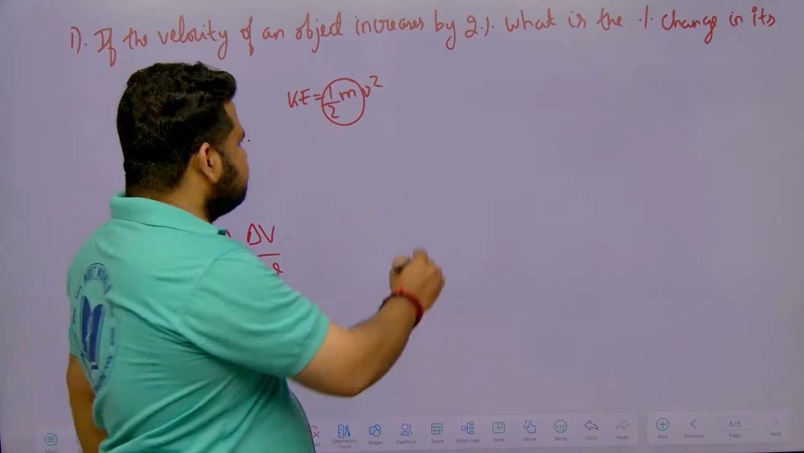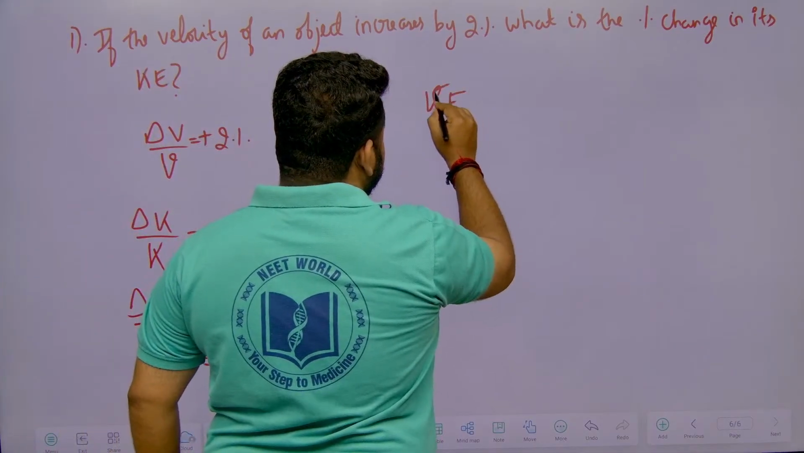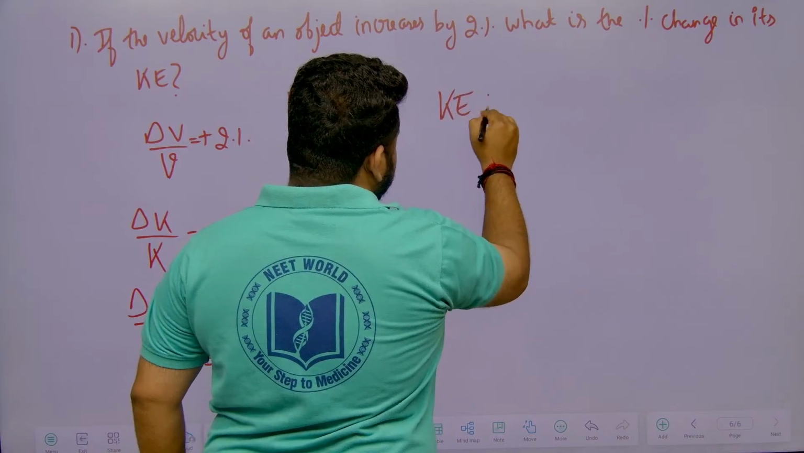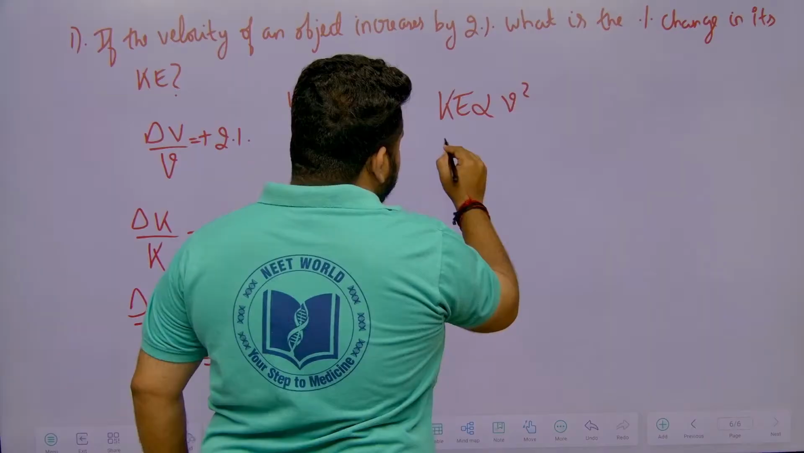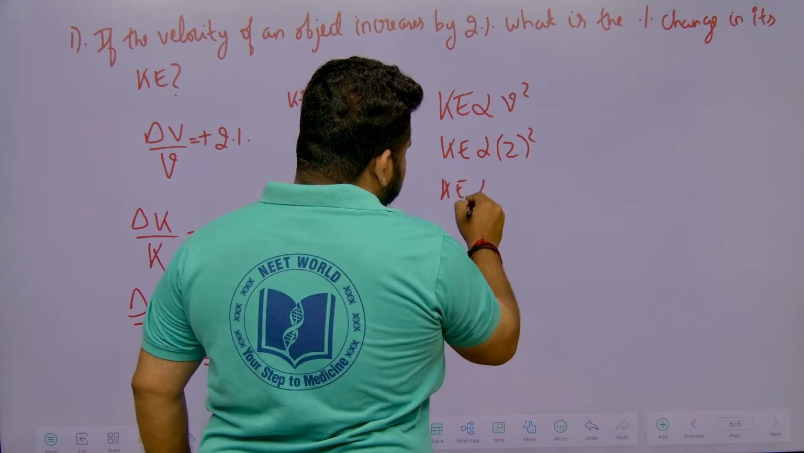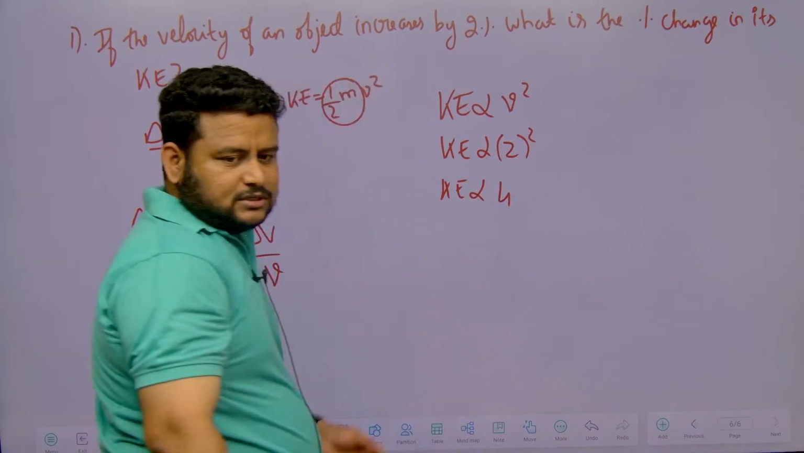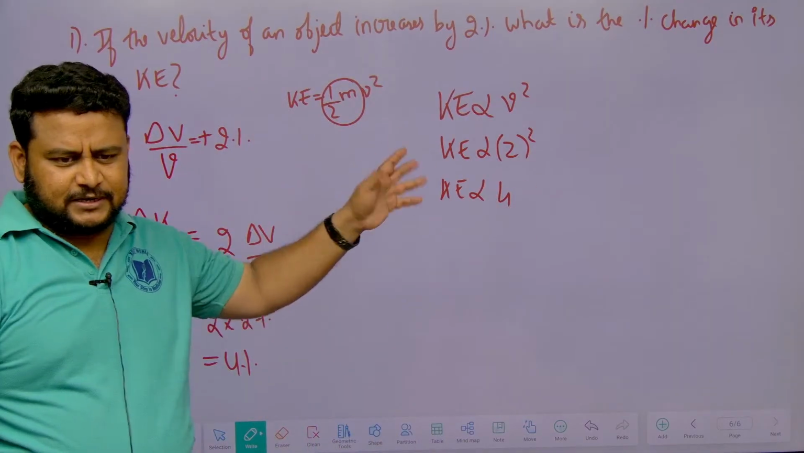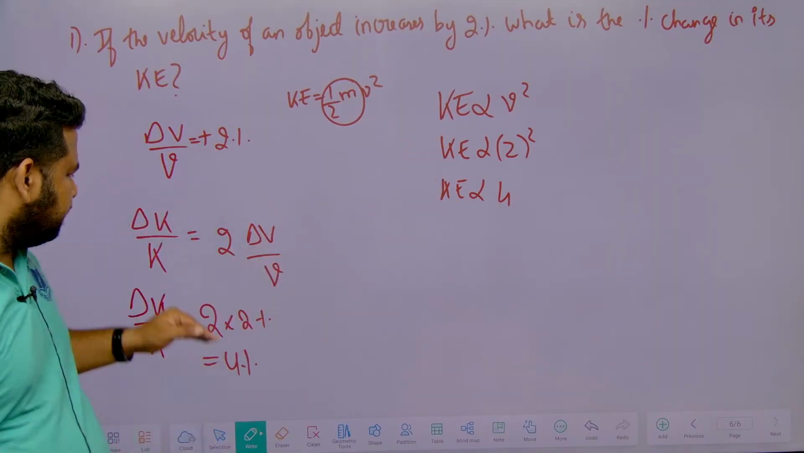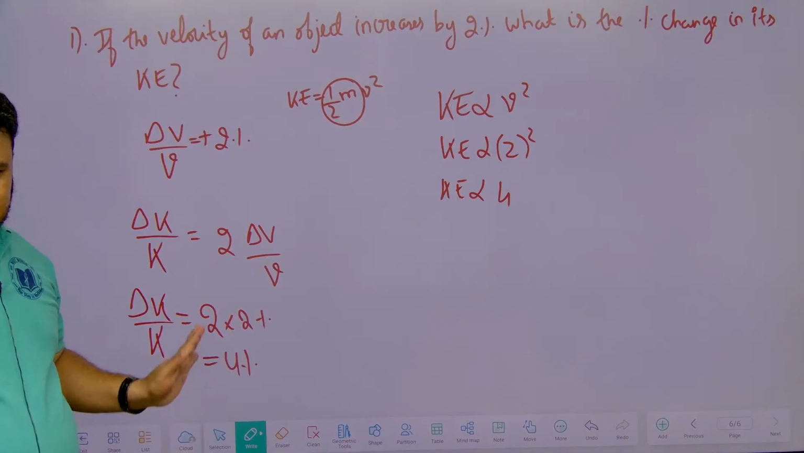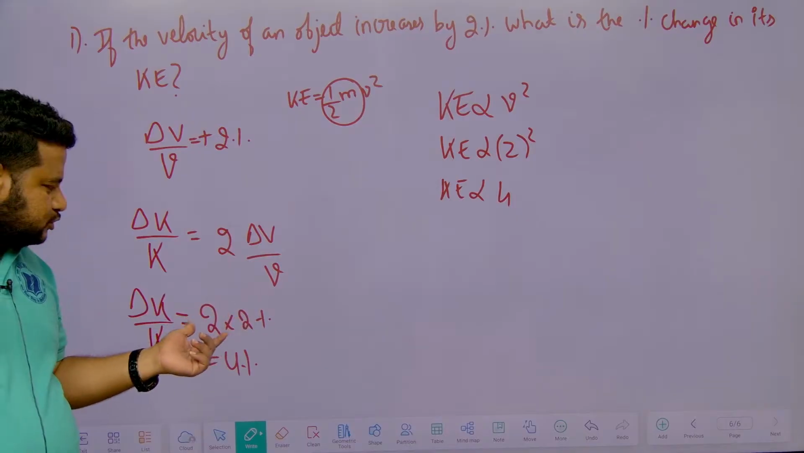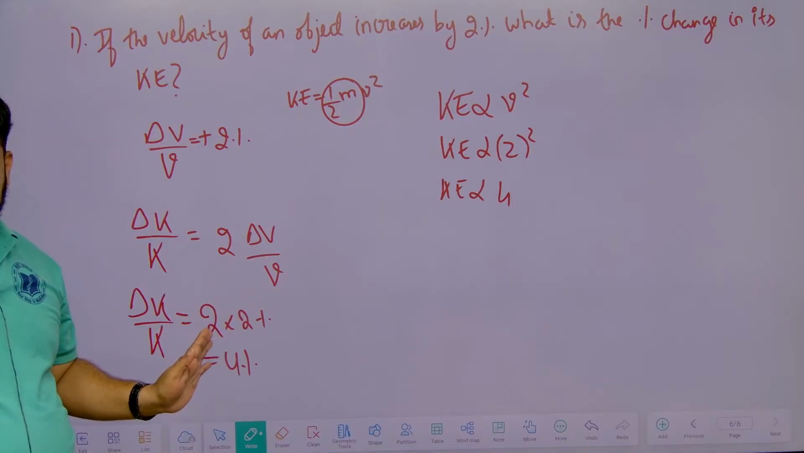See, this is not the binomial expansion method, I am telling the direct method. Kinetic energy is directly proportional to V square, so it is proportional to 2 square. So the change in kinetic energy will be 4. Directly you can write it in 2 steps, or even without using a pen. But otherwise you can use binomial expansion like this. Delta K by K is equal to 2 times delta V by V, that is 2 times 2%, you will get 4%. Understood everyone?